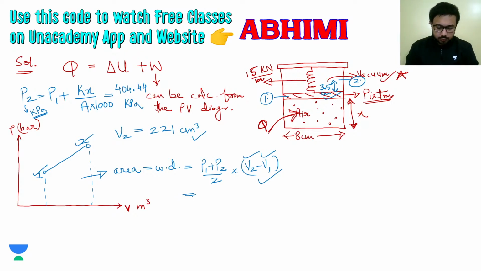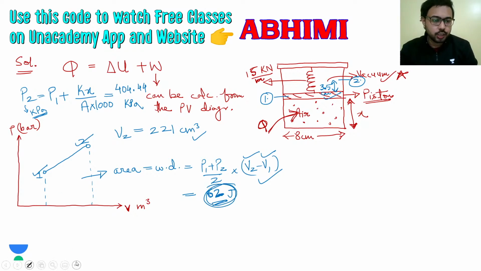So now the work done can be easily calculated. V2 minus V1, so it is coming out as 176 into 10 to the power minus 6, because we have to write that down in meter cube. Then P1 plus P2, it will be 404.44 plus 300 divided by 2. This will give us the work done in joules. It is coming out as 62 joules, and now we have to just find the change in internal energy to get the answer.